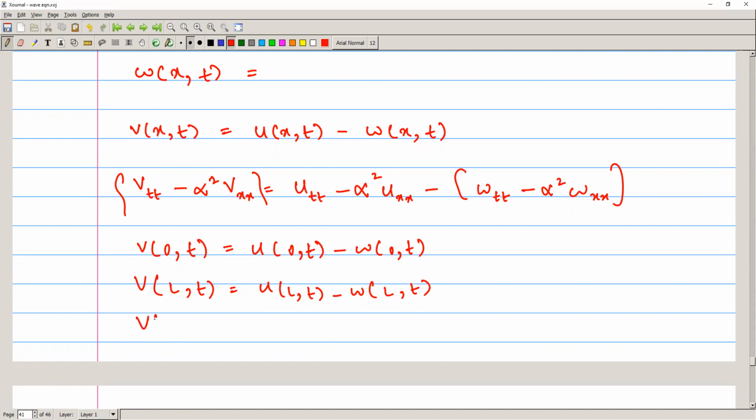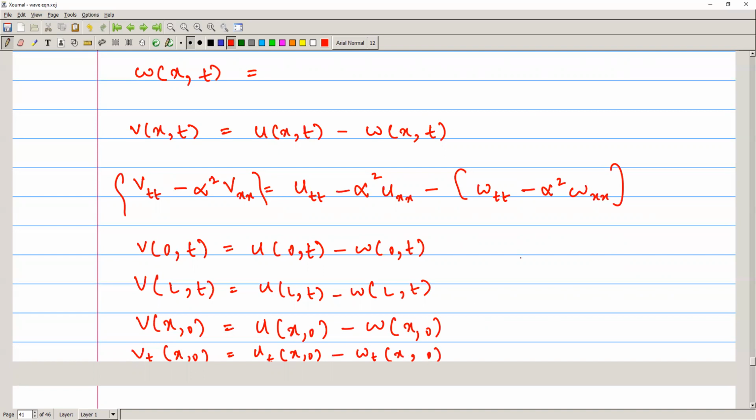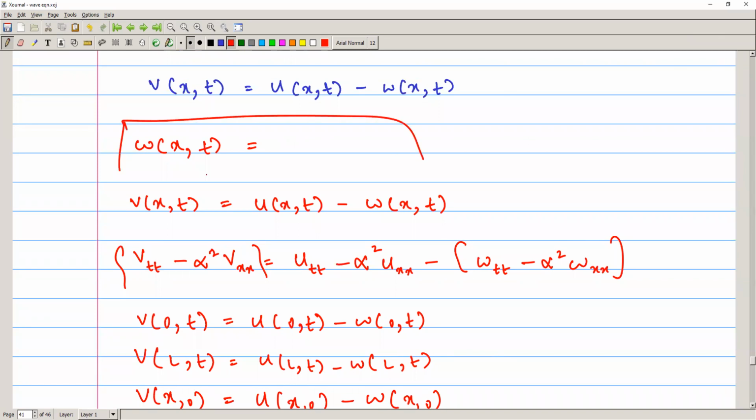And for initial conditions, v(x, 0) is equal to u(x, 0) minus w(x, 0), and for v_t(x, 0) we have u_t(x, 0) minus w_t(x, 0). This w we already have in the solution. Here we formulate it using the boundary conditions. So this is the idea to solve the non-homogeneous wave equation for time-dependent boundary conditions. These are very important for solving non-homogeneous equations.